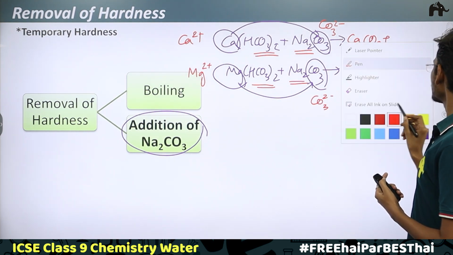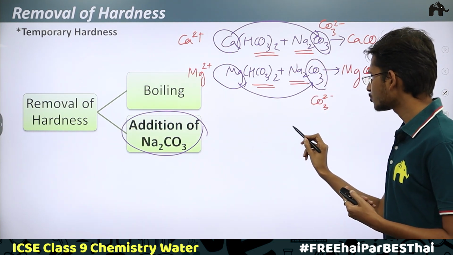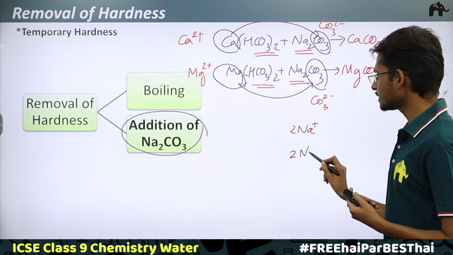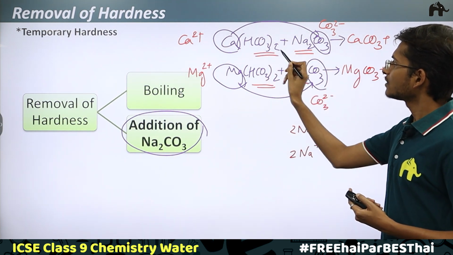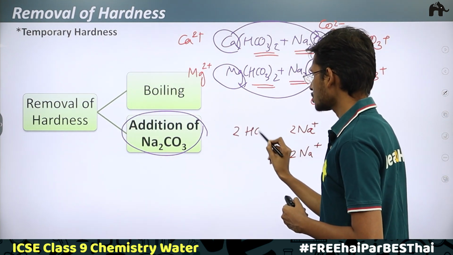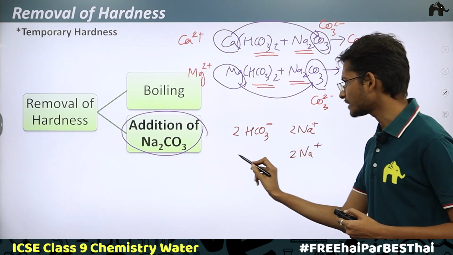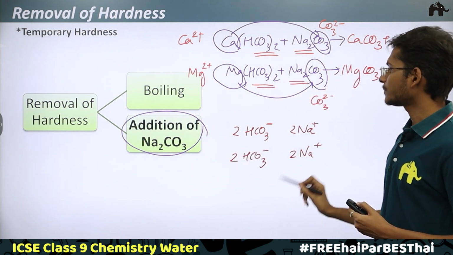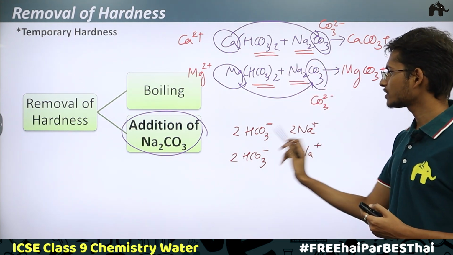Now apart from this, what is remaining? Remaining is 2 sodium, 1 plus, in both the scenarios, and 2 bicarbonate anions, HCO3 minus, since bicarbonate has 1 minus charge. So in both cases we have 2 HCO3 minus and 2 Na plus. Clear?